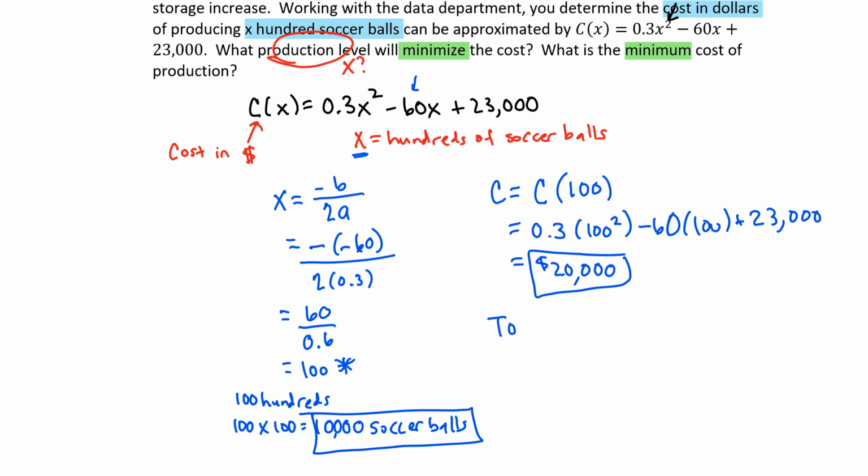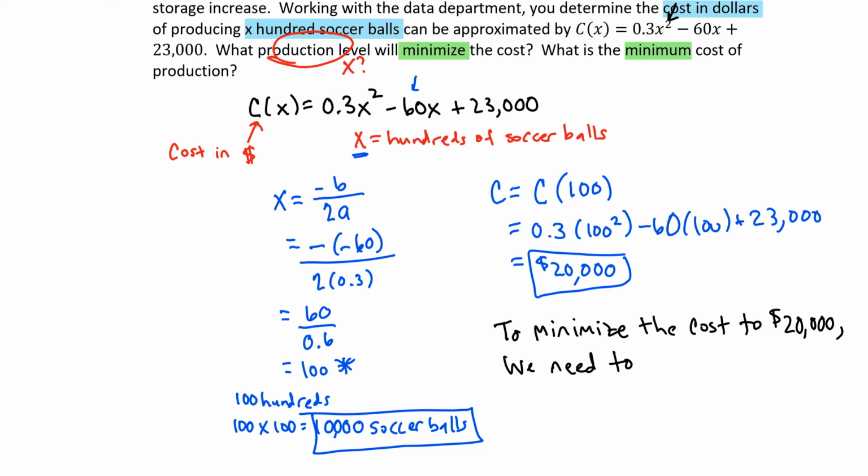So let's respond officially. To minimize the cost to $20,000, we need to produce 10,000 soccer balls.